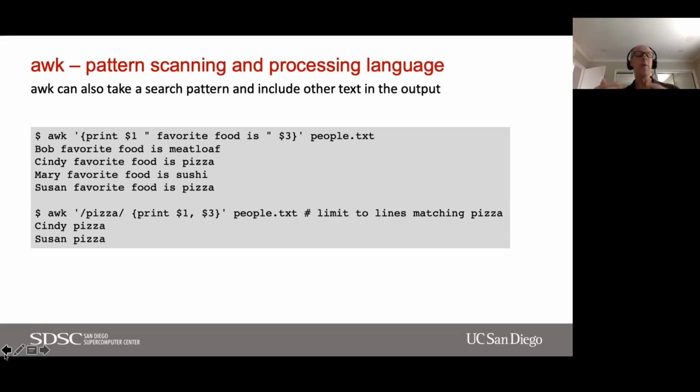So a lot of what you learn for one of these tools is going to be easily carried over to the others. In this case, I'm going to start off within my single quotes. I have /pizza/, so this is the match that I'm looking for, and then that's followed by the print statement. So I'm going to get just the lines that contain pizza, and then I will print the name and the food.